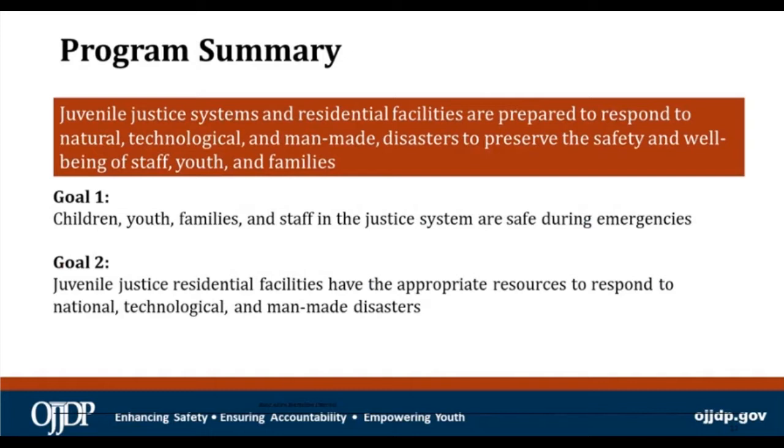Children, youth, families, and staff in the justice system are safe during emergencies by providing resources to states, counties, and local juvenile justice residential facilities to develop and implement emergency preparedness plans. The second goal is juvenile justice residential facilities have the appropriate resources to respond to natural, technological, and man-made disasters.